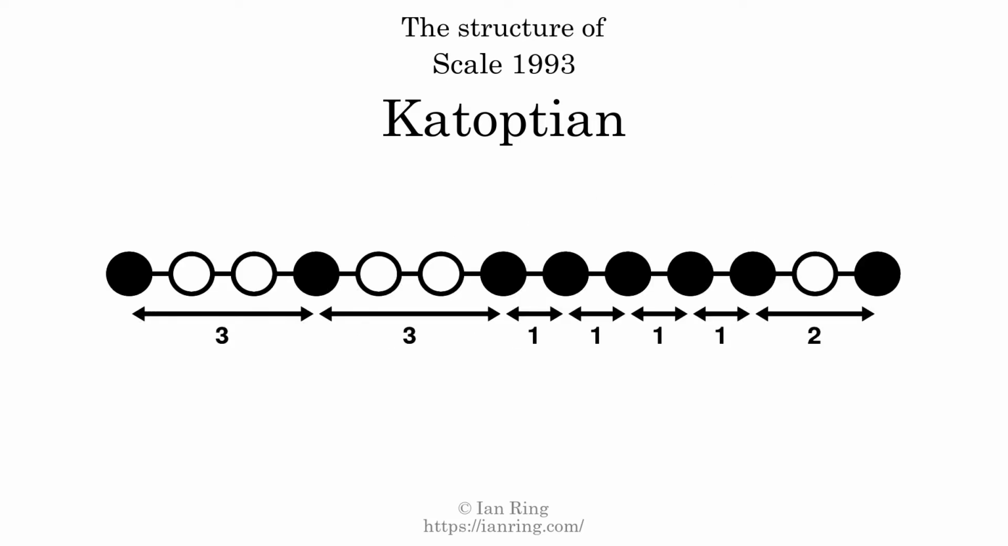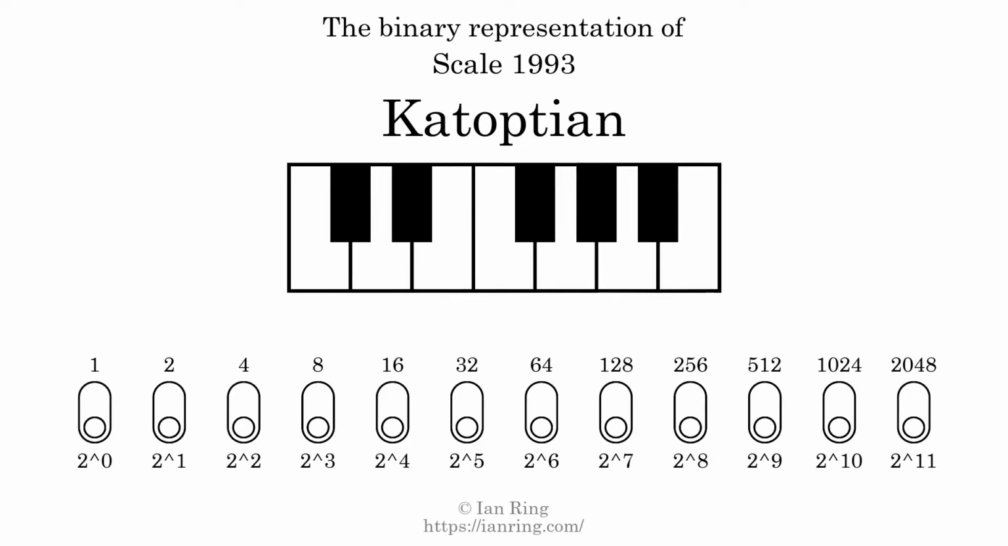The structure of a scale is a description of the interval distance between each successive tone. This scale has a structure of 3 3 1 1 1 1 2. The binary representation of this scale is determined by mapping tones of the scale to binary digits. Each binary digit represents a power of 2. To get the scale number, we add the powers of 2 together.